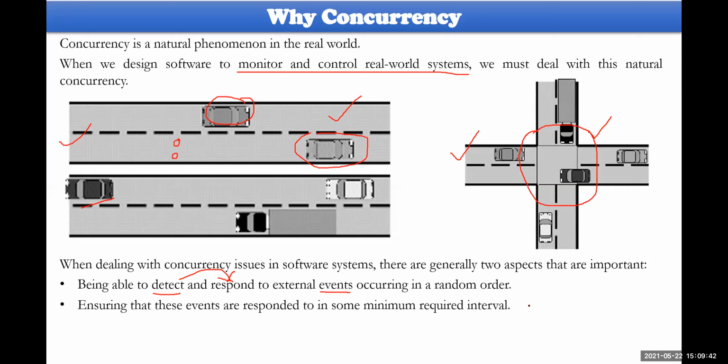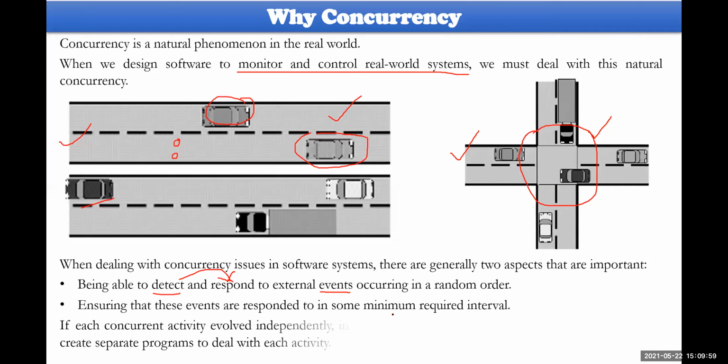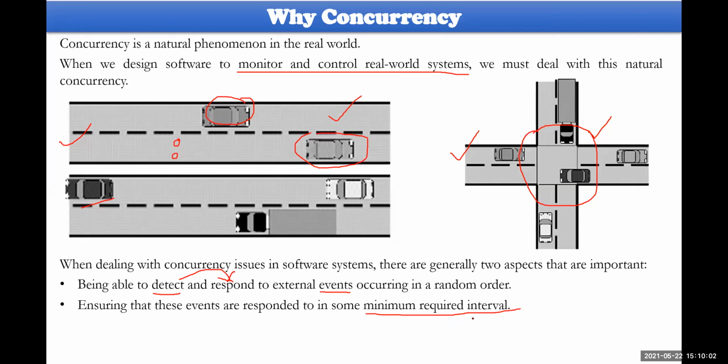Detection is over, and an event has occurred somewhere else in the software. So how fast can you respond? That is also one of the very important aspects to be considered in concurrent systems. What is the interval between an event occurring and the response? So how fast you respond? These two are very fundamental issues to be considered when concurrency is taken into consideration. You need to remember these two.